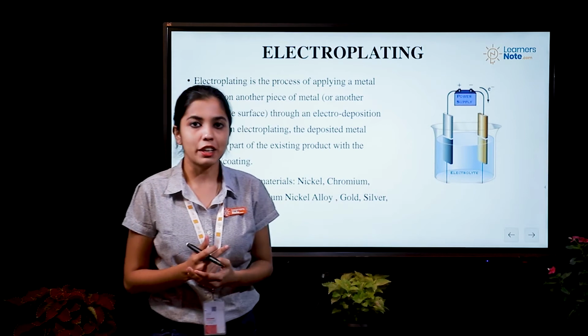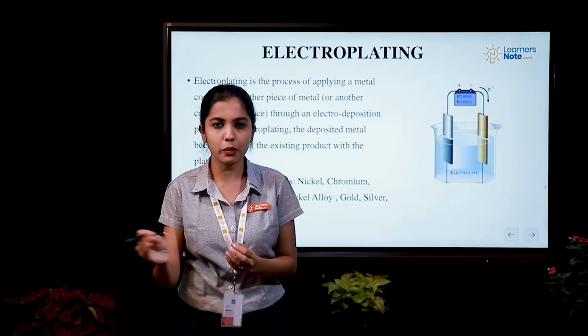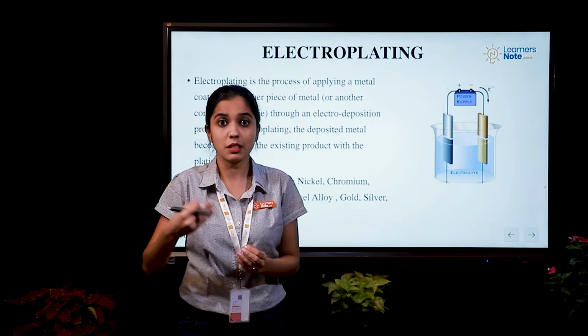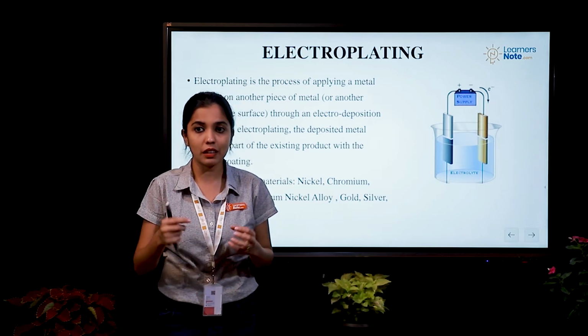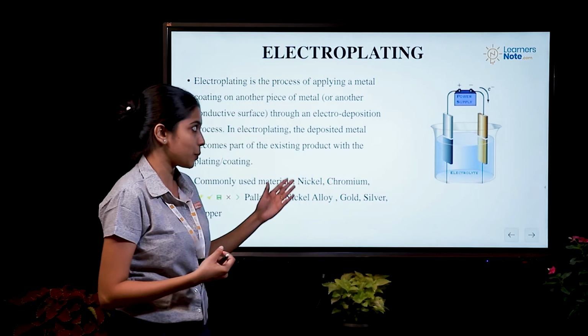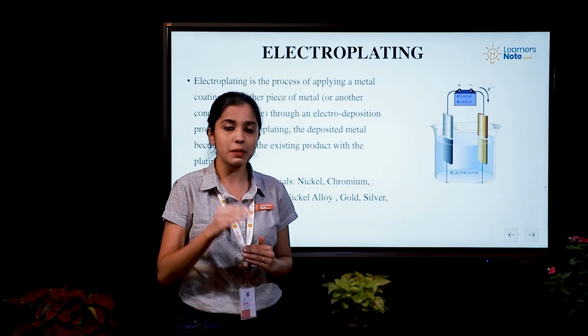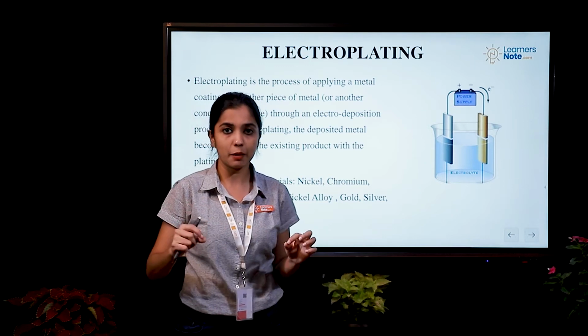Another important application of electrochemistry is electroplating. Usually when you use metals like iron or other easily corrodible material, after a few days or months of usage, it is prone to corrosion or rusting. So in order to prevent that, or to make the life of that particular object longer, we do electroplating. In electroplating, you are electrodepositing another material which is less prone to corrosion, so that the life of that object can be increased.